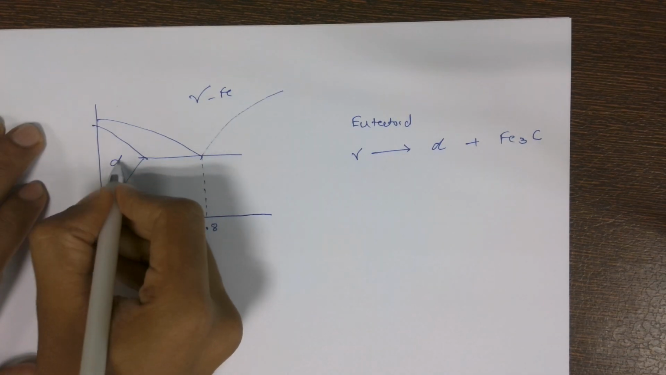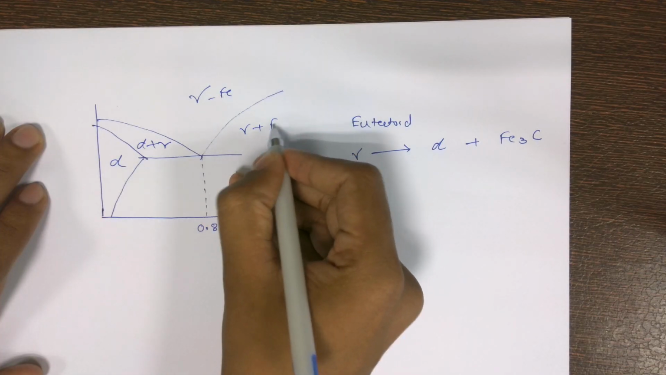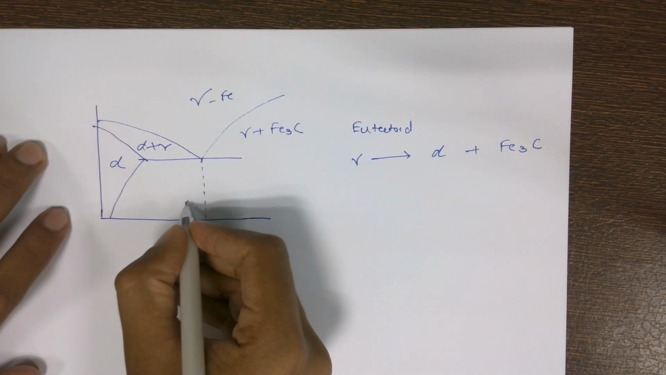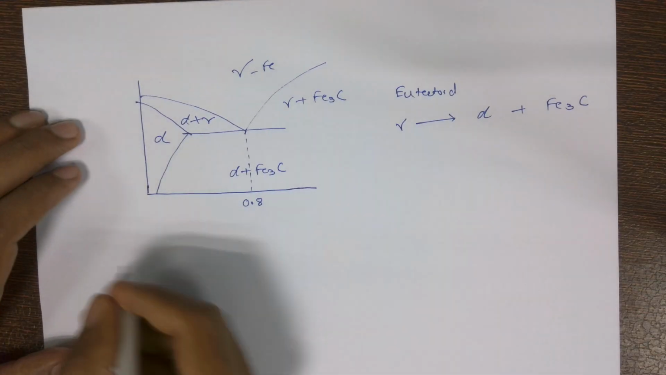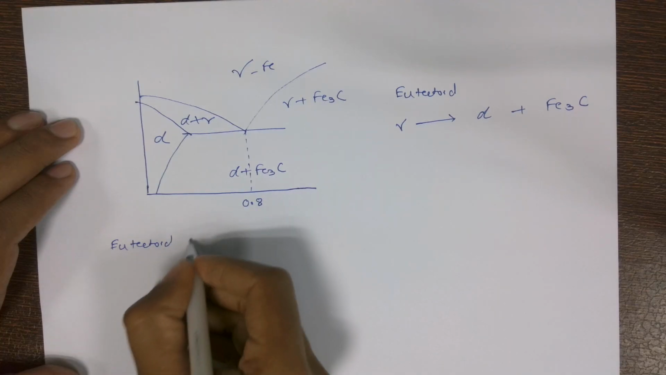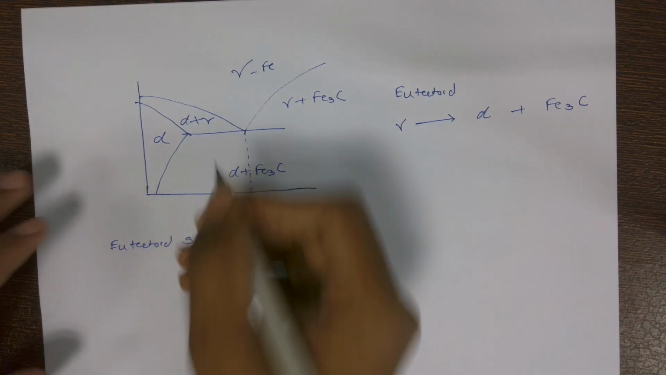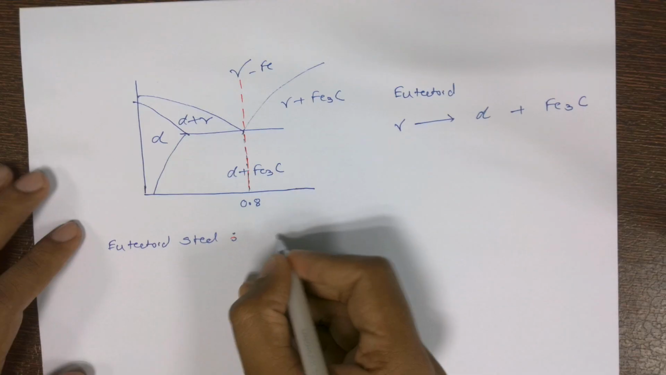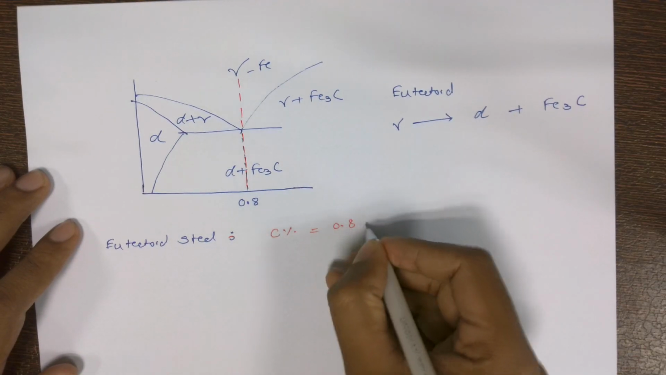Okay, so here is alpha, here is alpha plus gamma, here is gamma plus Fe3C, and here we are forming the alpha plus Fe3C. Now when we are talking about the eutectoid steel, it means that we are talking of this particular composition, 0.8. Eutectoid steel means that the carbon percentage is 0.8%.